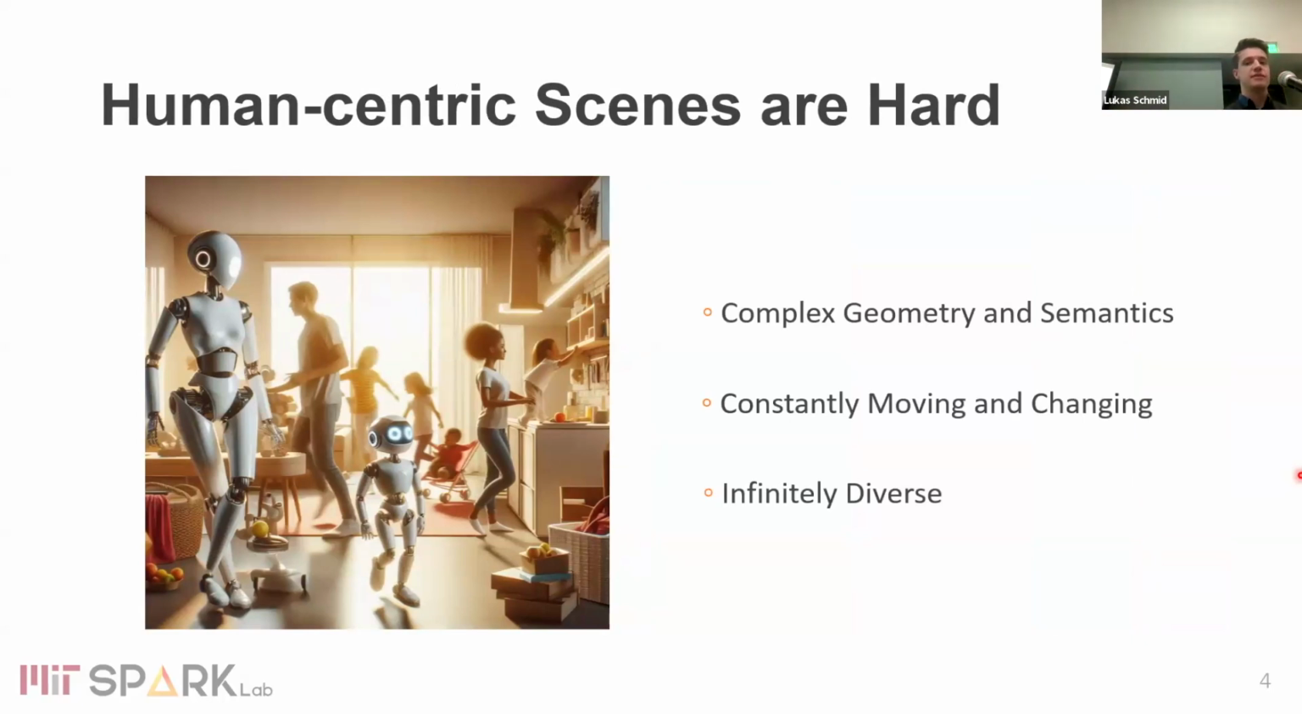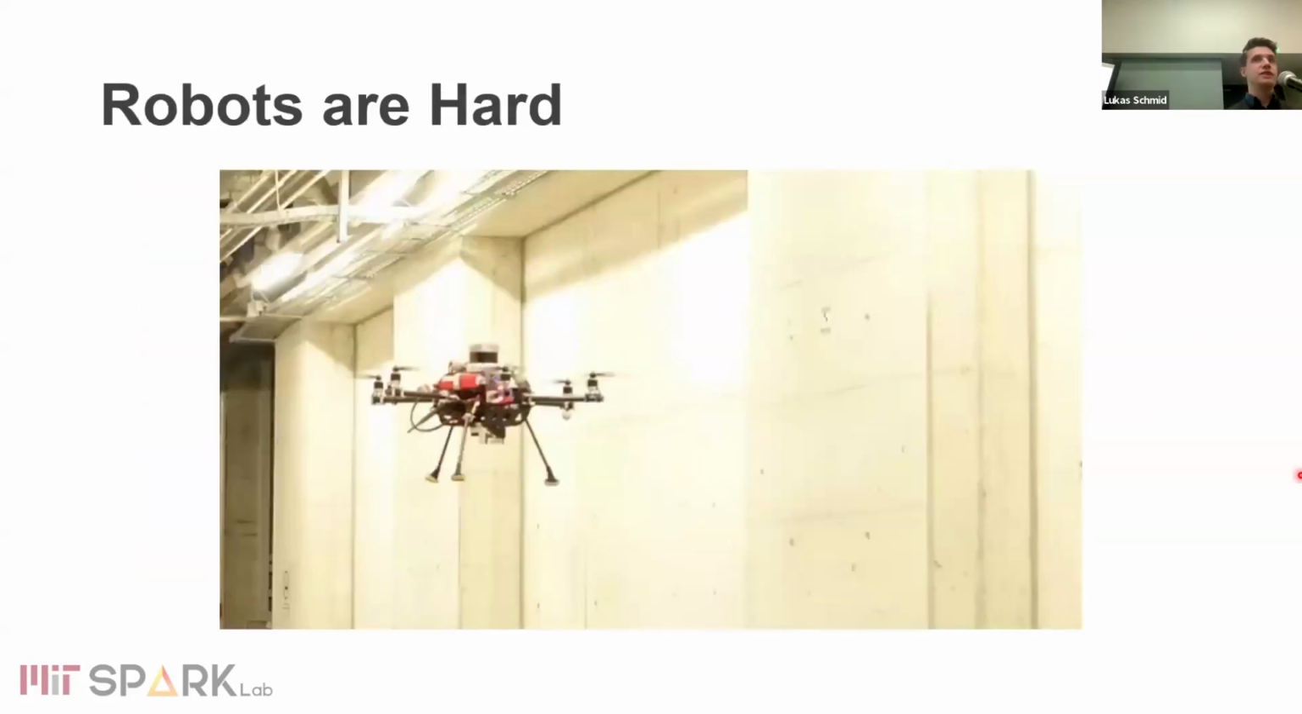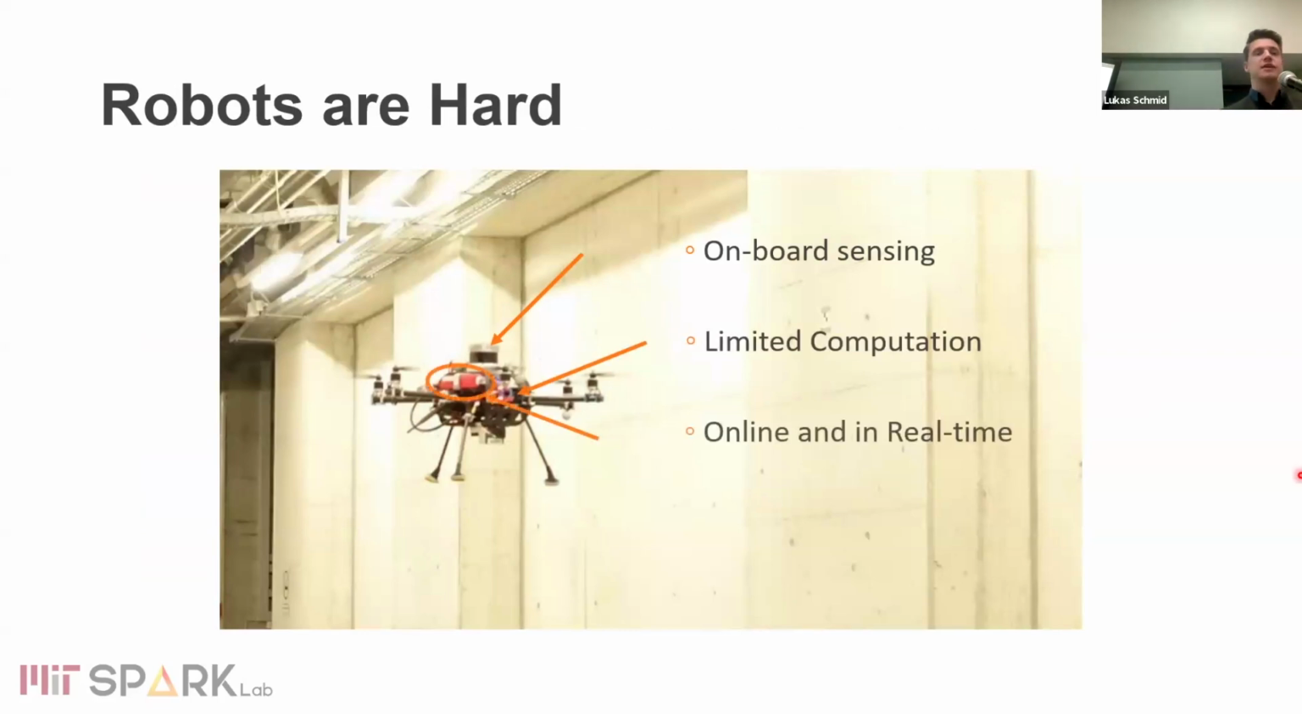There's complex geometry and semantics. Everything is constantly moving and changing. People are rearranging the scene. And there's virtually infinite diversity of things that you might be able to find in these environments. To make things even worse, we do want to run things on real robots, which means we have to use the limited and noisy onboard sensing available. We have limited computation. There's no GPU racks flying around on these robots.